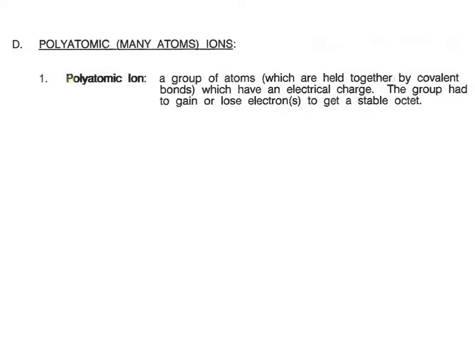So again, the definition of a polyatomic ion. It is a group of atoms that are held together by covalent bonds which have an electrical charge. The whole group is charged, but the parts of it have covalent bonds. The group had to either gain or lose electrons to become a stable octet. That's the only way it will form. And so now it has a charge and it will bond to something with the opposite charge.